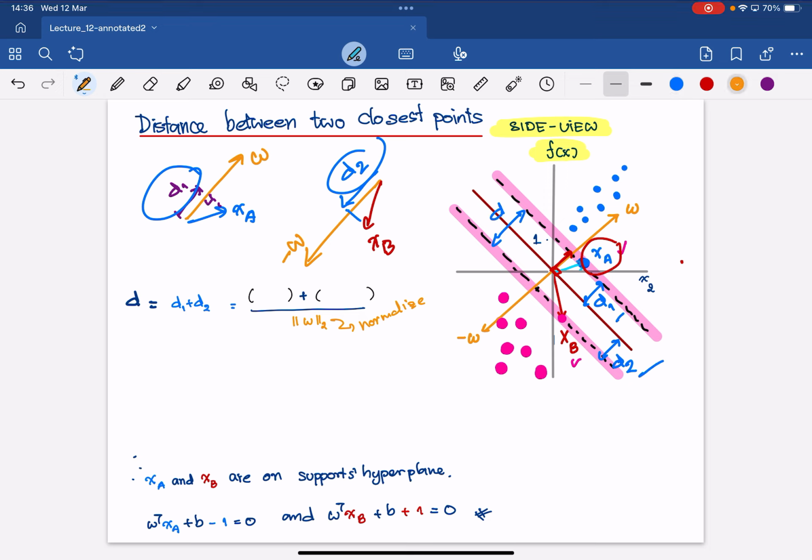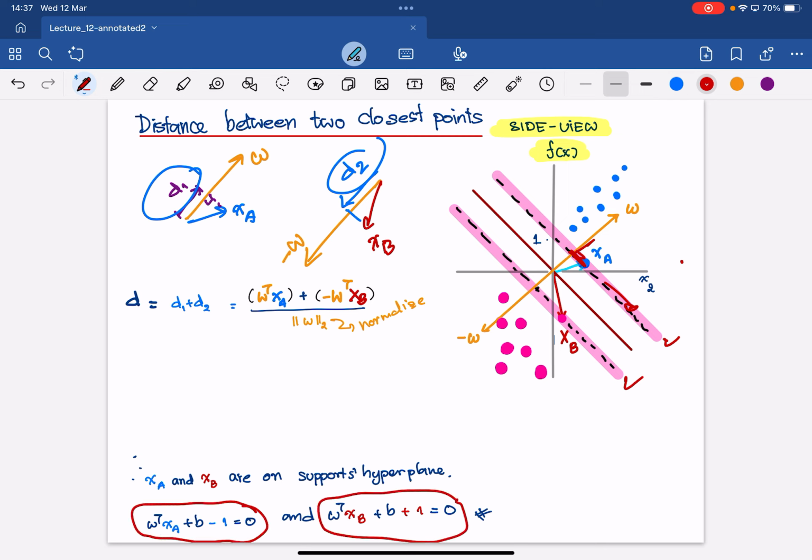So with that, you can compute this as w transpose xA minus w transpose xB. Actually, if these two supports are not hyperplanes, probably you cannot really tell the distance. But because they are hyperplanes, you know that every point on here will have to be orthogonal to that normal vector. Then you can use the property of the hyperplane to find the value.